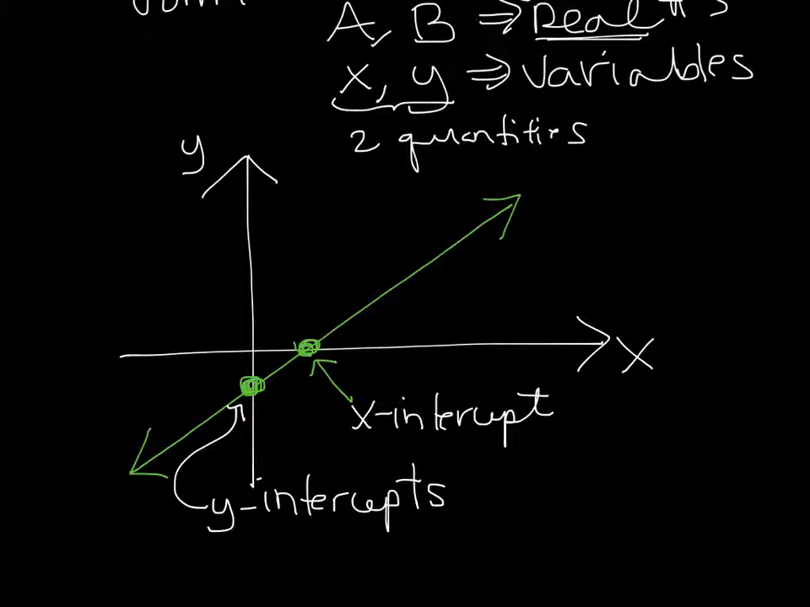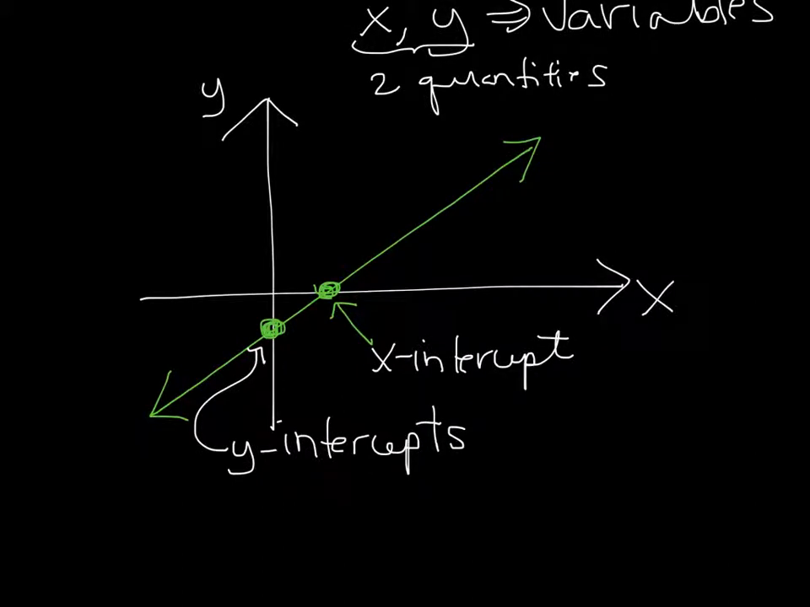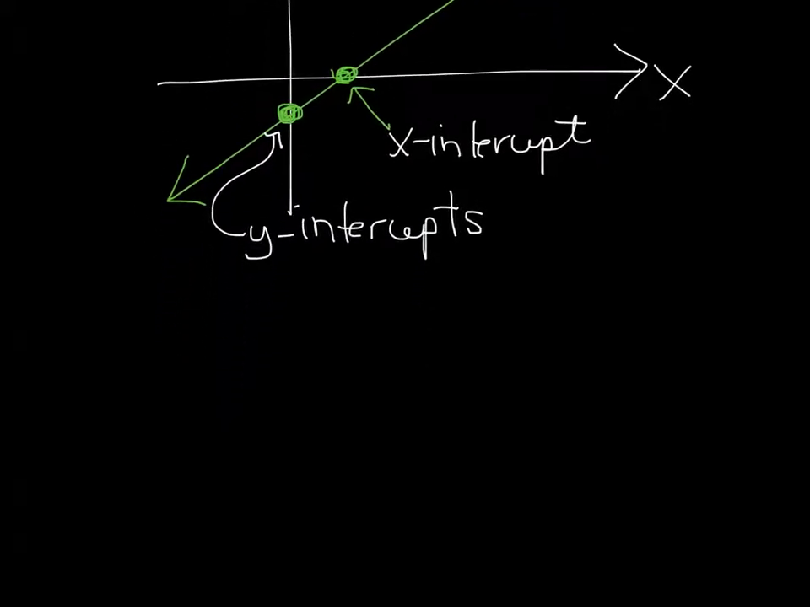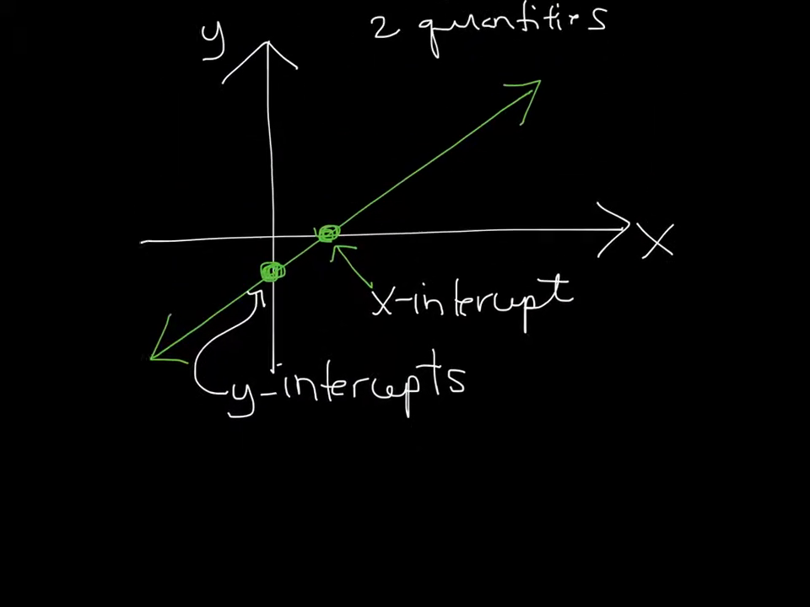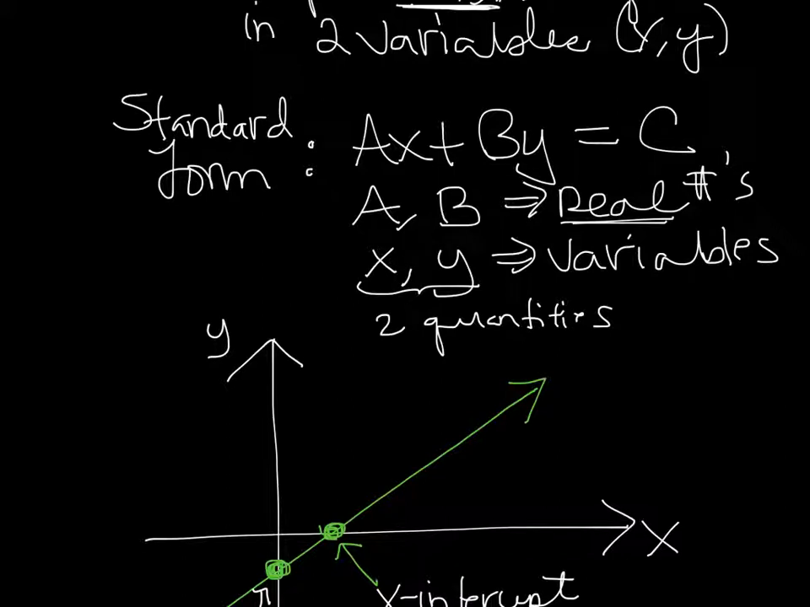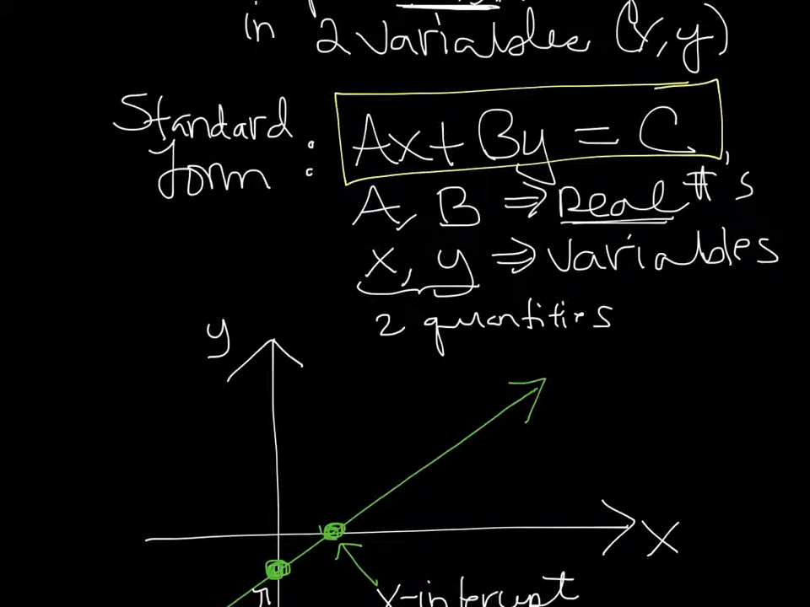Okay, so let me just change color here. So this is the goal, to graph that green line. And how do we find these intercepts? Well, we're going to use, let's do yellow, this equation, and we're going to find the intercepts of that equation.